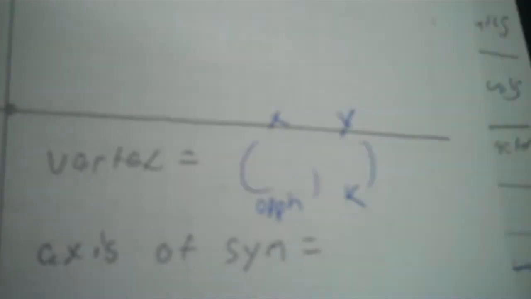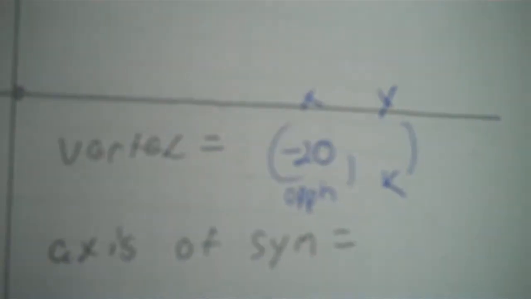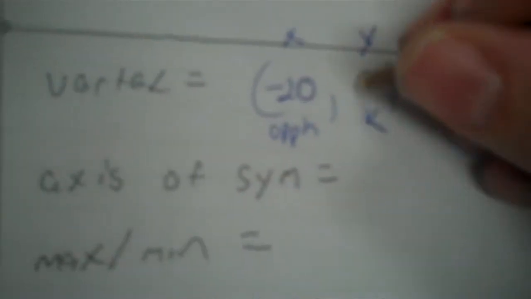The vertex is where the U would start at, okay? This is really simple to find. A, H, there is no K. So, the vertex is simply opposite of H with K. And that's your X, Y above it. Opposite of H, -20, okay? If there's no K, you put 0.